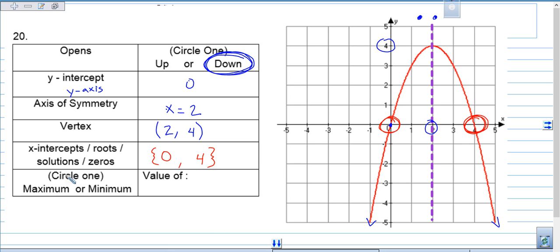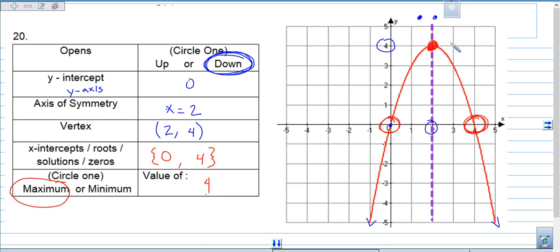And then, does this have a minimum or a maximum? Well, it peaks at the top, so that's a maximum. And what is its value? Well, it's always the y value of the vertex, and that's 4. So that's how you do that particular question.